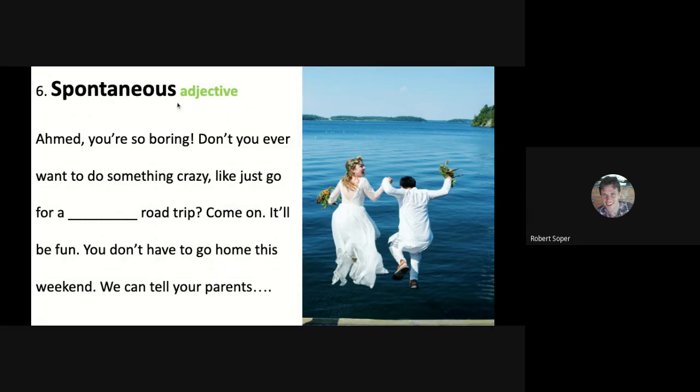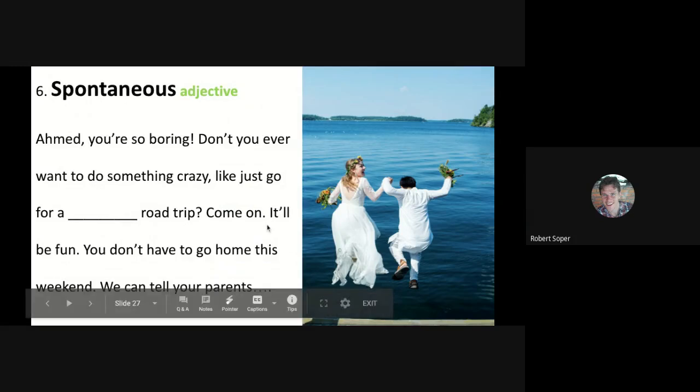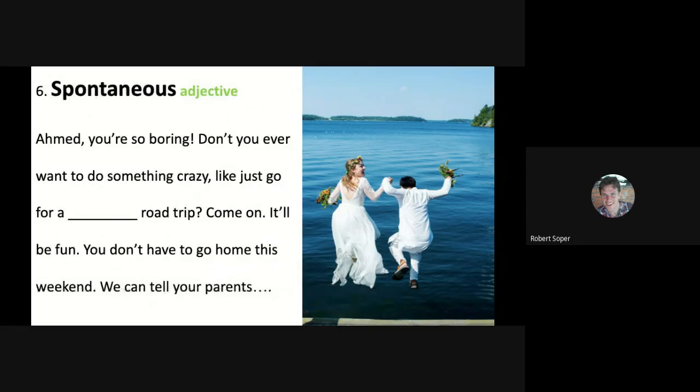How would we put this in a sentence? Ahmed, you're so boring. Don't you ever want to do something crazy? Like just go for a spontaneous road trip? Come on, it'll be fun. You don't have to go home this weekend. We can tell your parents. So what makes this action spontaneous? It makes it spontaneous because it's not really planned. The road trip here is not planned. It's sort of crazy because you wouldn't be planning for it. It's just one of those things like, oh, let's do it. Let's just do it now.